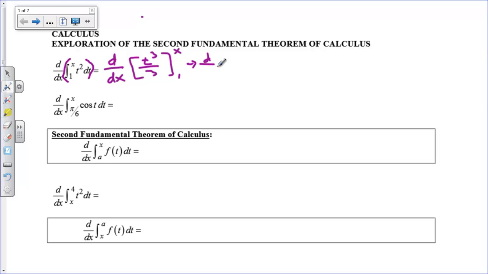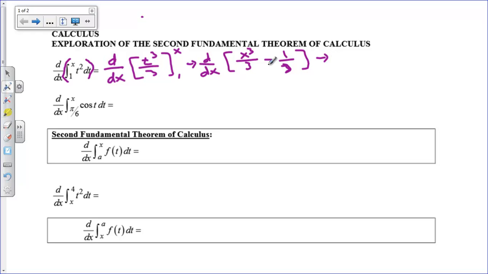Our next step here would be replace t with x, so that's going to be x cubed over 3, and then replace t with 1 and subtract those values. That's what the fundamental theorem of calculus part 1 told us to do. So I have inside here my answer to the integral. I have done the integral. Notice that the t is gone. It's no longer a t because I replaced it with an x. That's what the FTC told me to do.